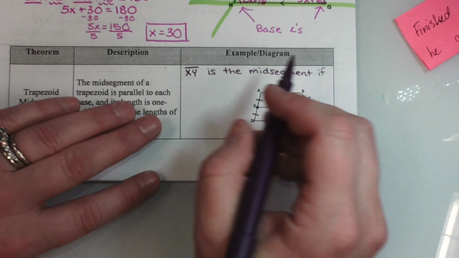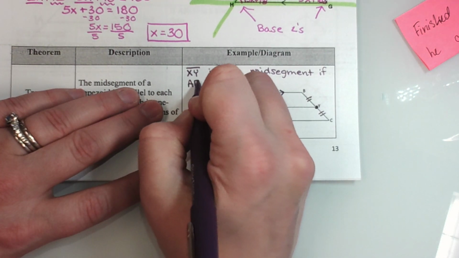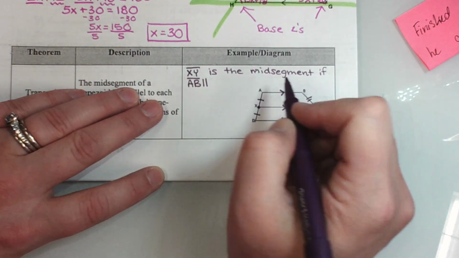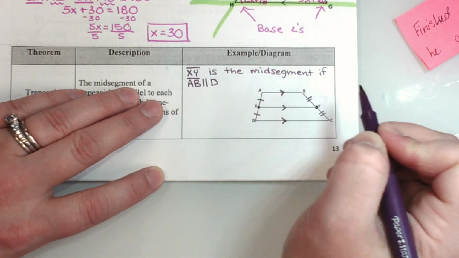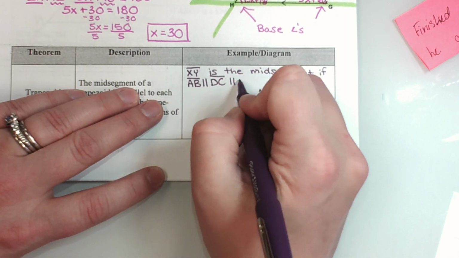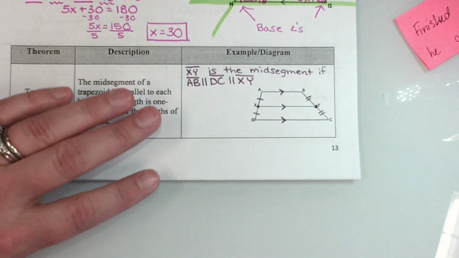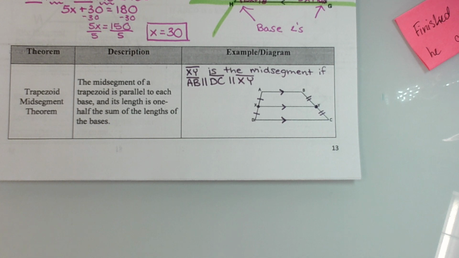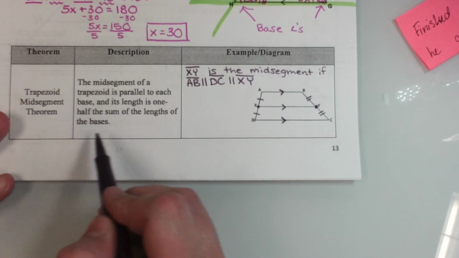So, XY is the mid-segment if AB is parallel to DC, which is parallel to XY. But there's the more important piece out of this. The length of the mid-segment is 1/2 the sum of the lengths of the bases. That's going to be the more important thing that we use.